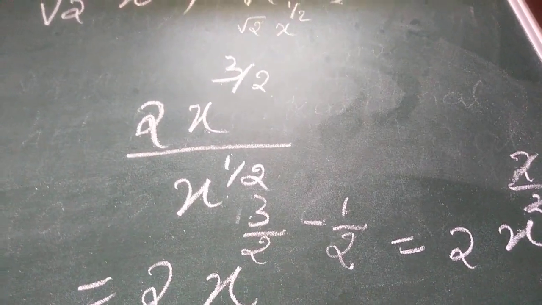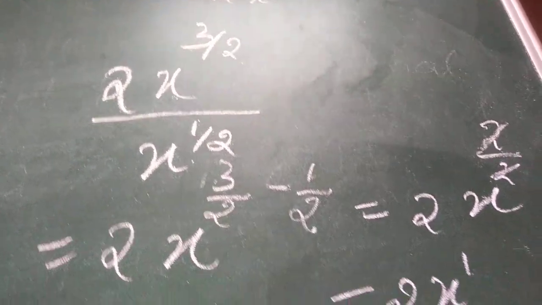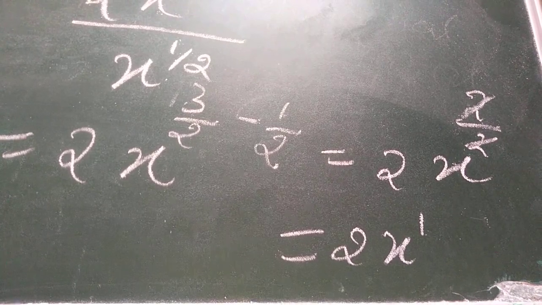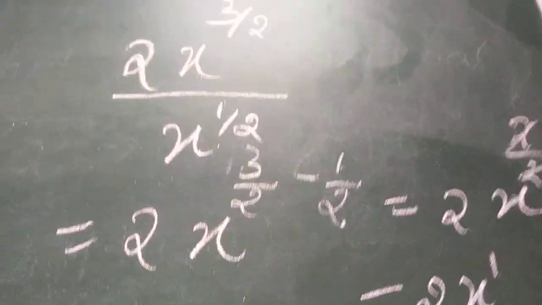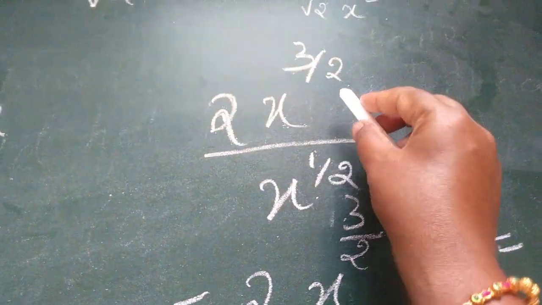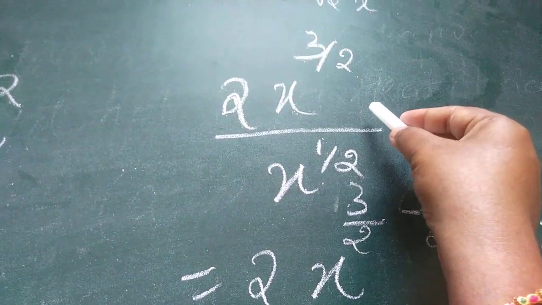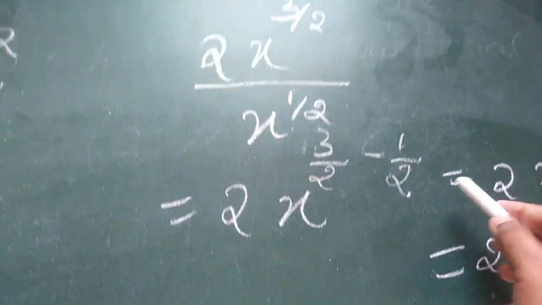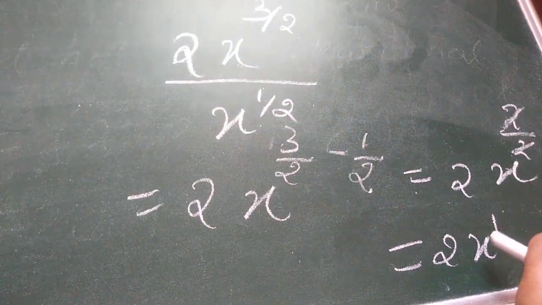So, your answer is 2 into x to the power of 1. Hence, this is a polynomial. How can you say this is not a polynomial as soon as you say a rational number as a power? First, you should try whether we can calculate this or not. And then after calculation, you should say whether it is a polynomial or not.